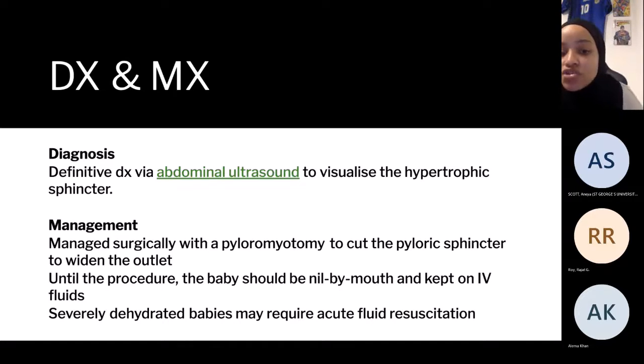So until that procedure occurs, it's usually really important that babies are nil by mouth and they are kept on IV fluids. And you only really give IV fluids if the child is dehydrated.